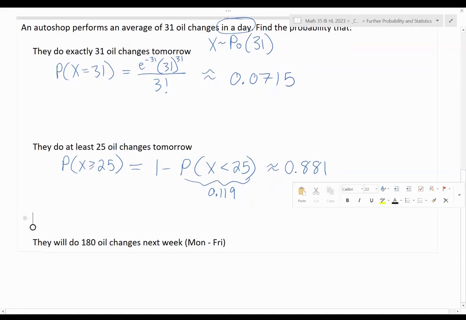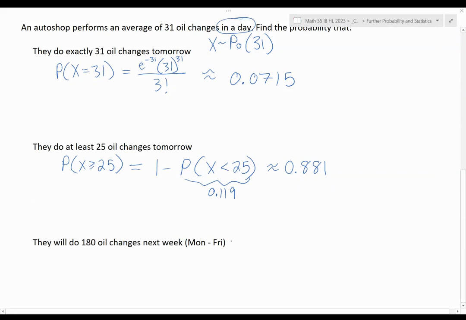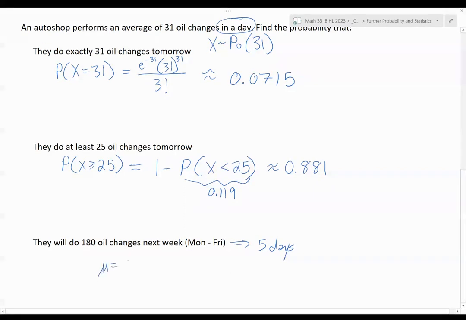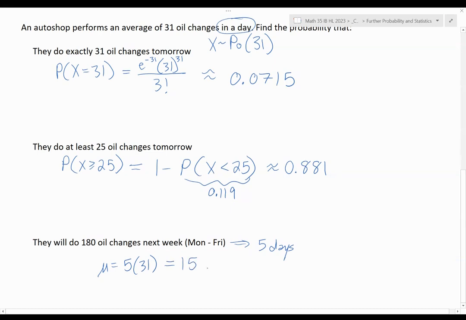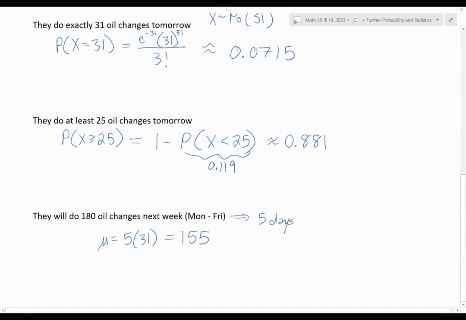Now, if we change the time interval, what's the probability that they will do 180 oil changes next week, Monday to Friday? So this is now 5 days. And we'll assume, because it wasn't stated otherwise, that the 31 oil changes in a day is independent of what day of the week it is. So my new mu is going to have to be 5 times 31, or 155 oil changes in a week. And we just want to know the probability that they'll do 180 oil changes in the week.